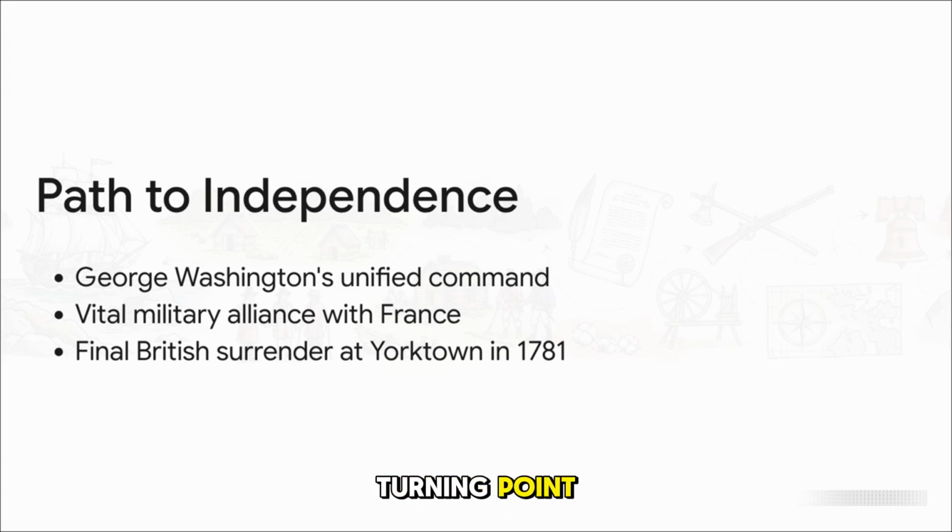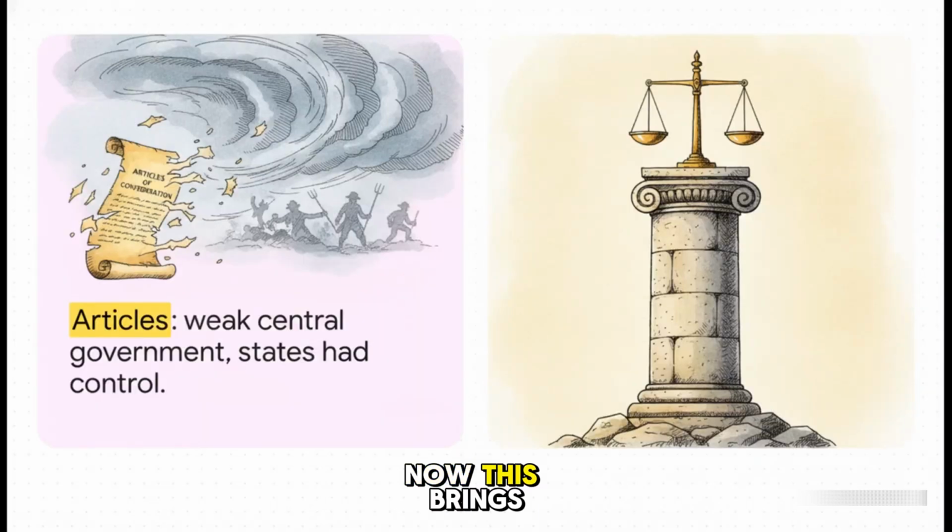But the real turning point? A vital military alliance with France. That crucial French intervention, combined with sheer American endurance, culminated in 1781 when they cornered the British and forced a final surrender at Yorktown. Now, this brings us to the nation's first great political pivot.